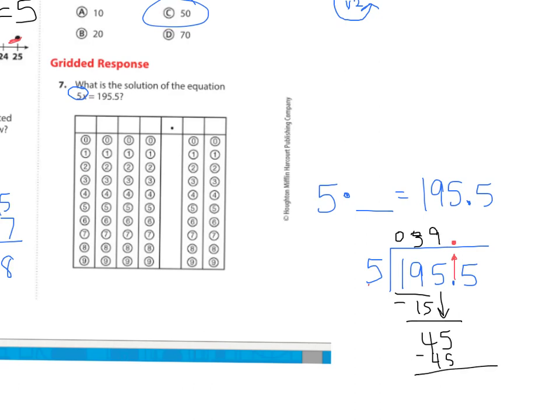When I subtract that, I have 0 leftovers, and some of you stopped here, but you still have another number to bring down, so you have to bring it down. 5 into 5 is 1. 5 minus 5 is 0. And my final answer is 39 1/10.